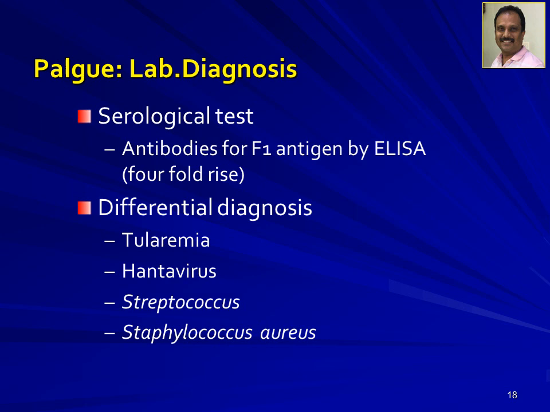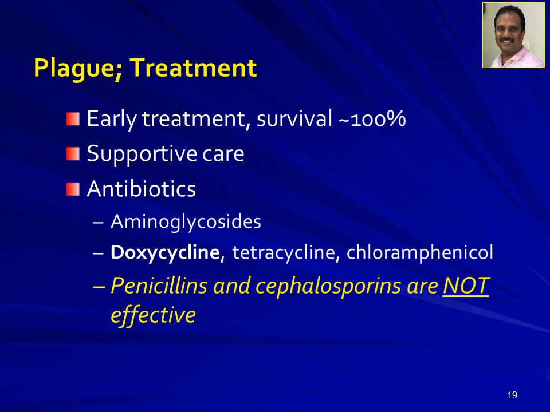The treatment is, early treatment is always mandatory for the survival of the patient, and if you initiate early treatment, the survival would be nearly 100%. At the same time we have to give supportive care in case of septicemic plague and also pneumonic plague. The antibiotics to be given are aminoglycosides, but the most appropriate drugs are doxycycline, tetracyclines and chloramphenicol. Especially doxycycline will be given at the time of epidemic or pre-epidemic periods. And the penicillins and cephalosporins are not at all effective.